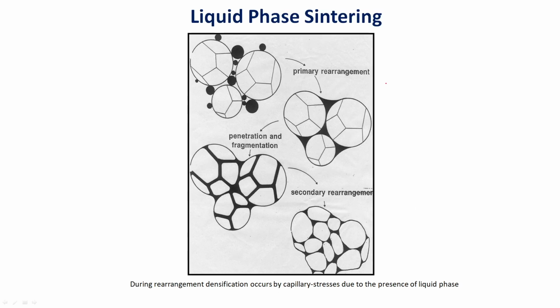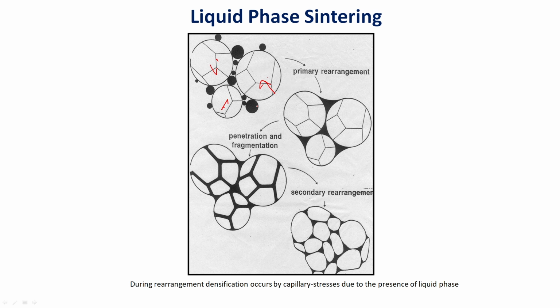While liquid state sintering, on the other hand, is different. As I told you, there will be a liquid phase. Here you see these are the solid particles, and you have liquid particles which will melt down and form a liquid meniscus. Once the liquid meniscus forms, the particles will rearrange themselves nicely.